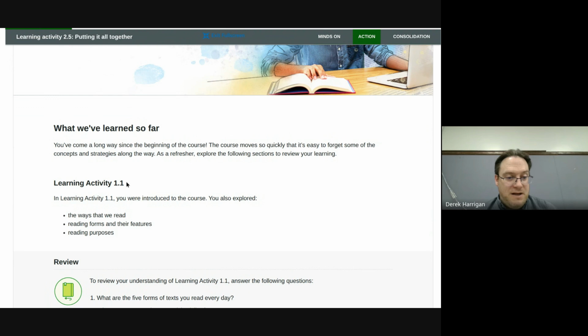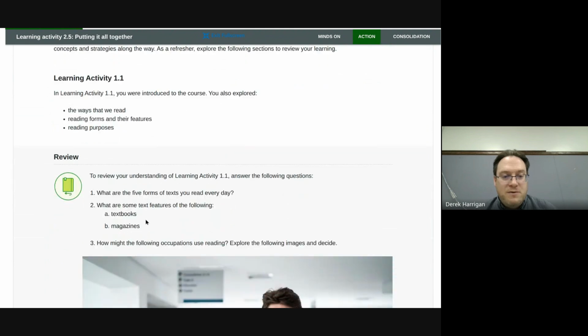Unit 1, Activity 1. And if you remember back in that activity, we learned about the ways that we read, the forms and features of texts, and the purposes of reading. And so they're going to give you a few questions here that you can answer.